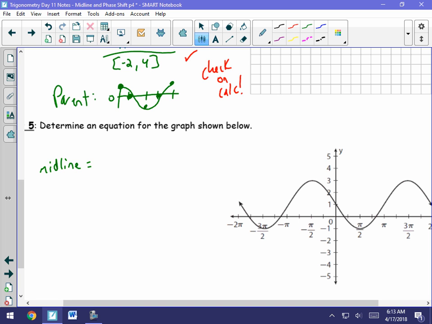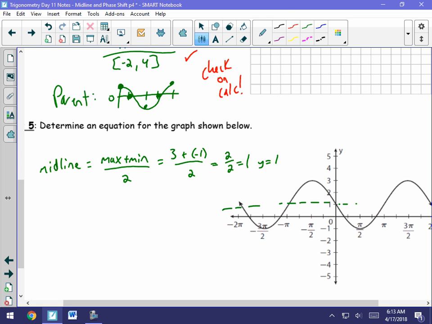Because it's the average value between the max and the min, I'm going to start by calculating where that midline is. So the maximum value of this function is 3, and the minimum is -1. If we take 3 plus -1 and divide it by 2, 2 divided by 2 gives us 1. So that means the midline is at y equals 1.